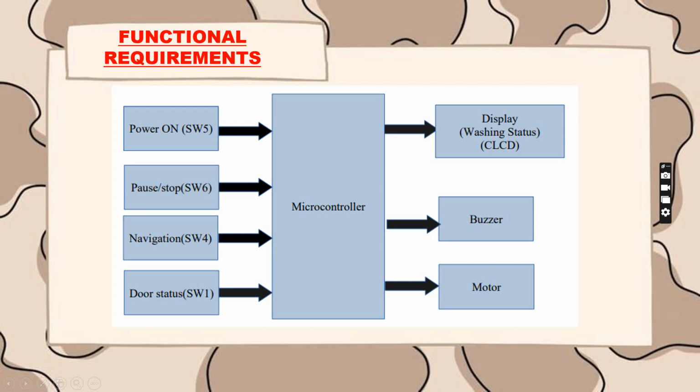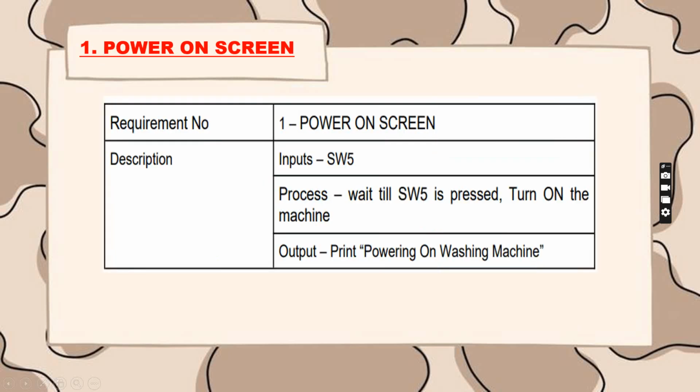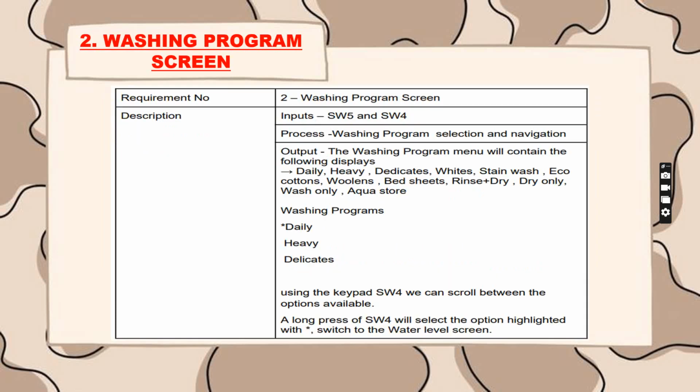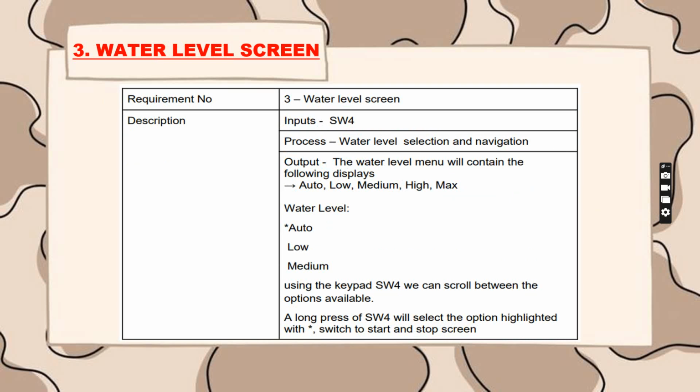Now, let us look into the first functional requirement, that is the power on screen. The first requirement on the washing machine is the power on screen. Here the input is switch 5. When switch 5 is pressed, the output has to be printed as powering on. And the next functional requirement is washing program screen.